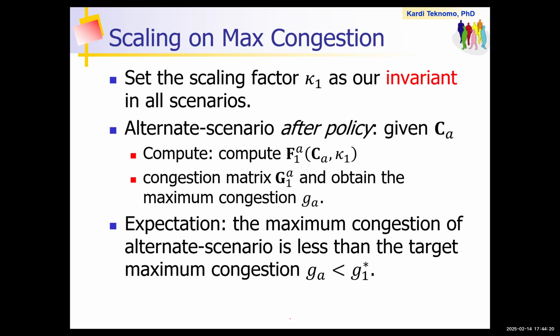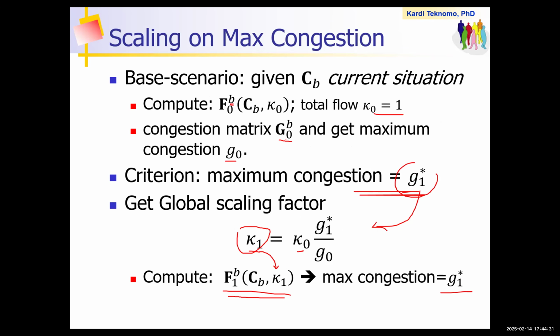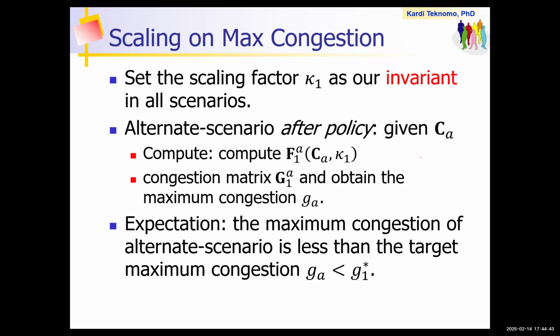Remember you have two scenarios. One is called the base scenario, the other is called the alternative scenario. Initially you set K1. This is your base scenario. Now, when you want to do the alternative scenario, which is after some policy, say for example you widen the road or reduce the number of lanes, or whatever policy you want, a certain change. Policy means a certain change that you do to the network.